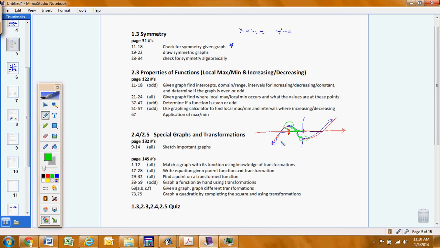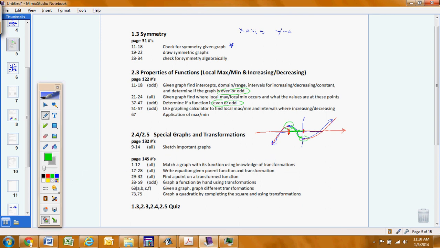Some good things to go back and look at your notes on that stuff for all the details of that, but that's just a flyby. It also has even odd, which we just covered, so we're good with that. Yeah, and then there are some applications of those, and you can look at those too, but this is just a quick review. All right, sketch important graphs.